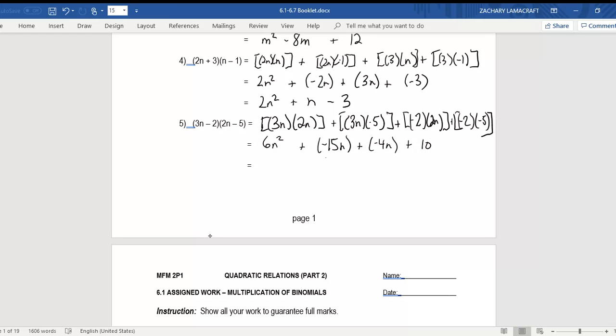Once again, we have those like terms in the middle. It'd be 6n squared. Then we have negative 15n plus negative 4n, so further into the negative, negative 19n plus 10. Okay?